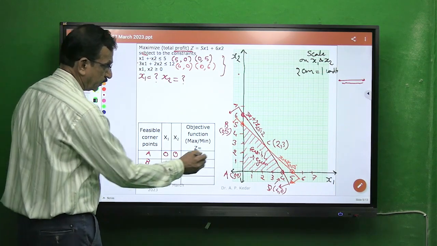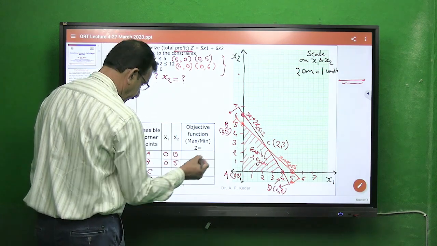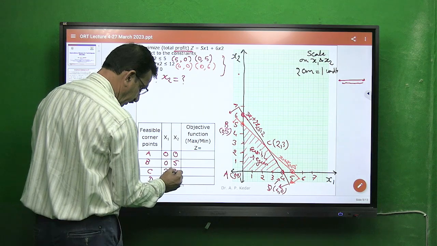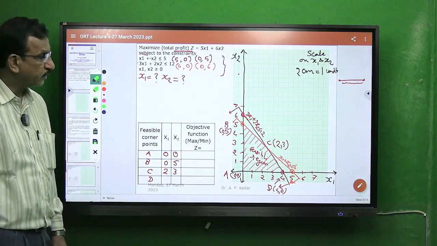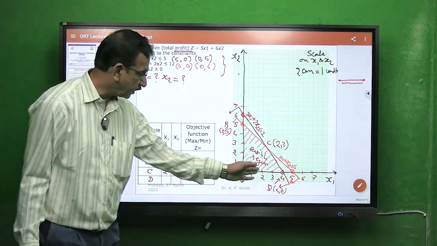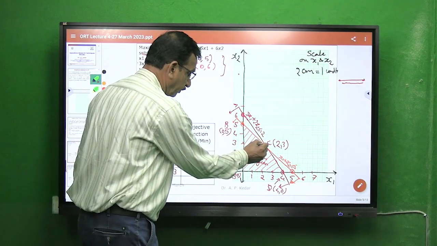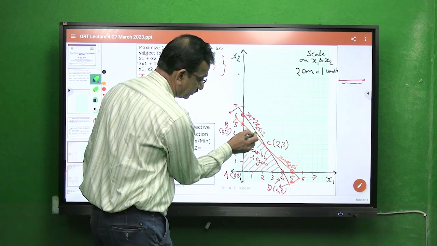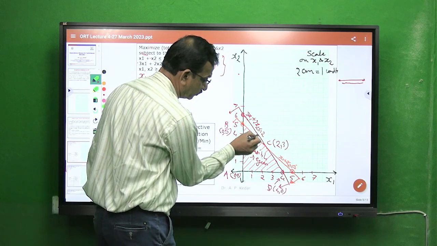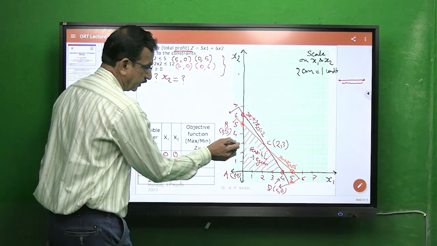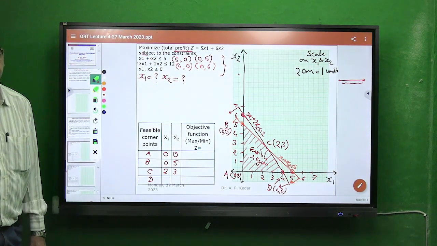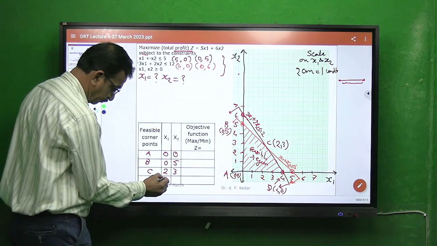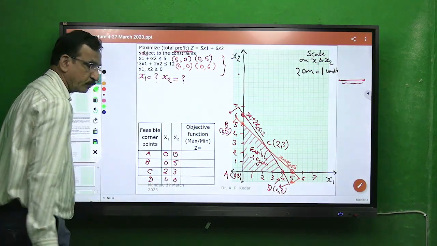For C, this is point C. For C it is 2 and 3. If you draw it precisely, you will get the point 2 and 3. Here we can find this equivalent to 2. This point, actually intersection is here, but you can see the line is somewhat gone upward. So if you draw it exactly, it will pass through 2 and 3. And for D, it is 4, 0.